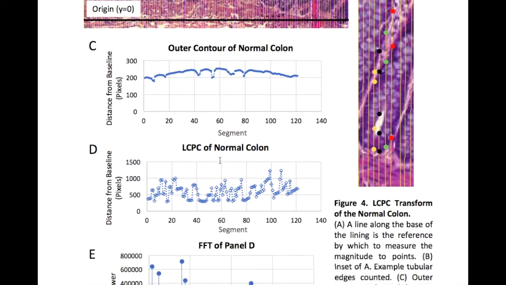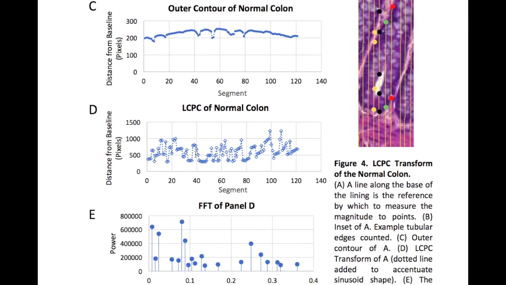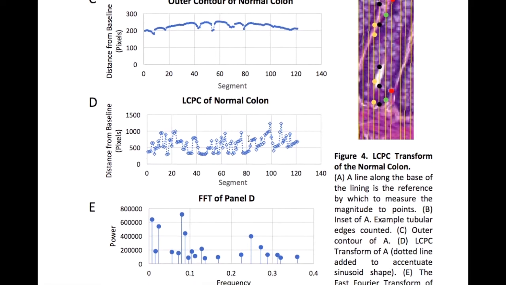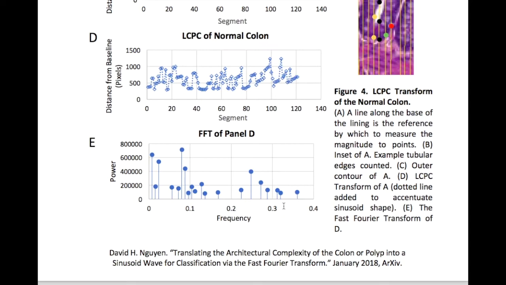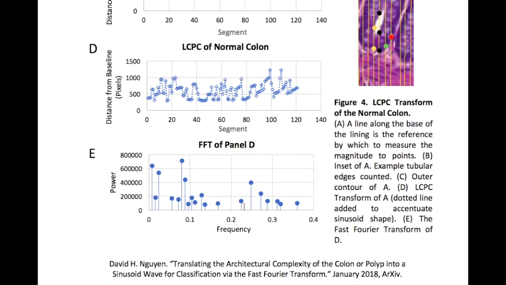But if you do the LCPC transform, not just of the outer contour, but every time the yellow line hits the inner or outer edge of the tube, the LCPC of a normal colon looks like this. And if you do the fast Fourier transform on the normal colon, this is what you get. So this is the frequency signature of a normal healthy colon. This provides us a quantitative, objective metric to quantify the degree of normalness or abnormalness of a colonic lining.